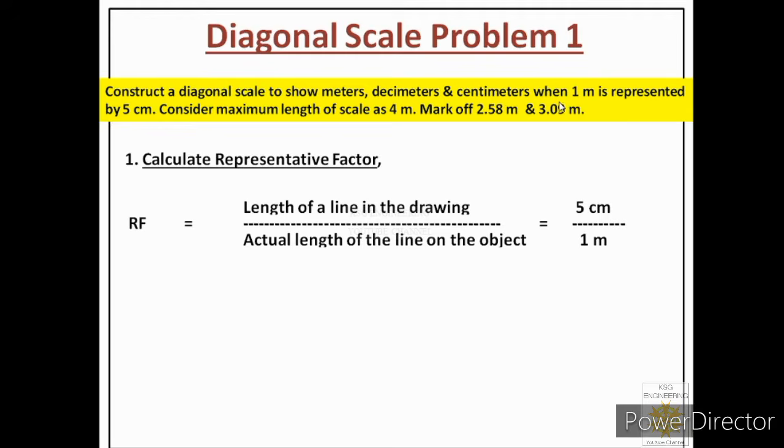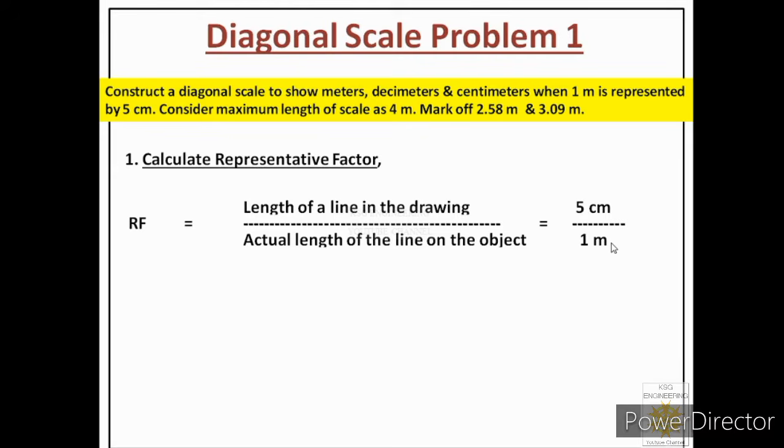Now look over here. He is saying when 1 meter is represented by 5 centimeters. So where we represent? We represent on paper. So on paper or on the drawing, the length is represented by a line of 5 centimeters. But the actual length is 1 meter. So length of line in the drawing will be 5 centimeters and actual length of the line on object is 1 meter. So look over here. We have entered length of line in the drawing as 5 centimeters and actual length of that line on the object is 1 meter.